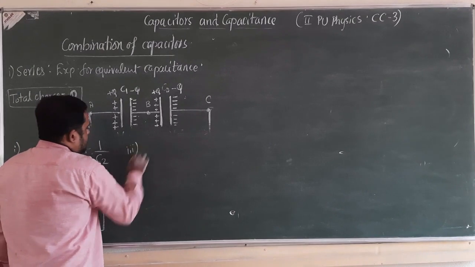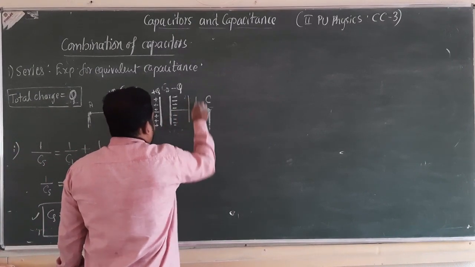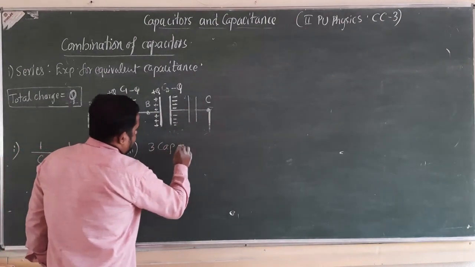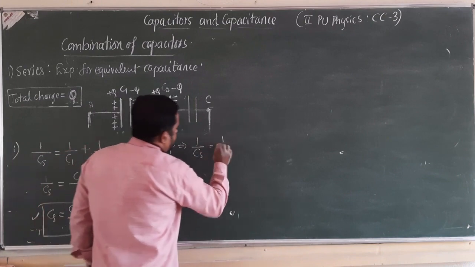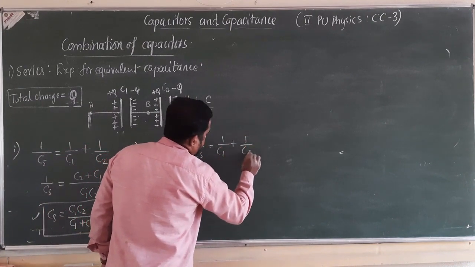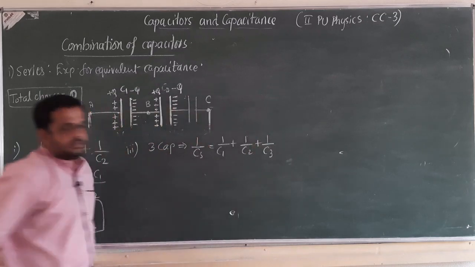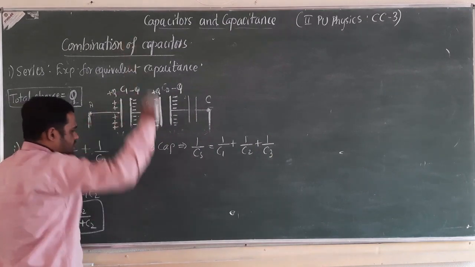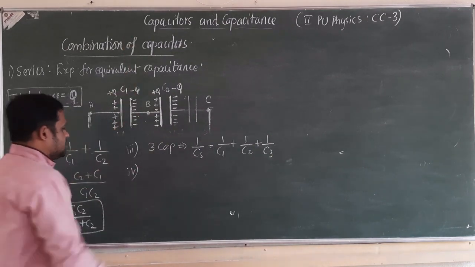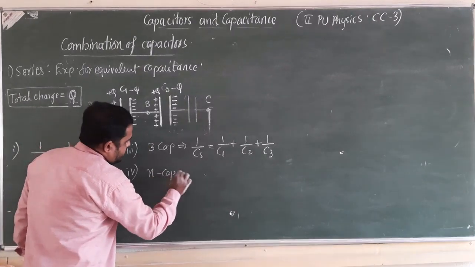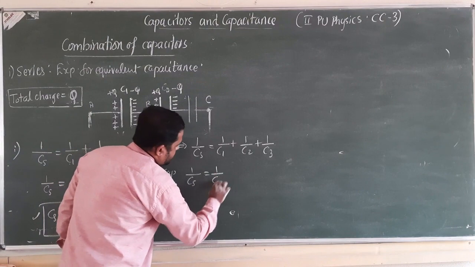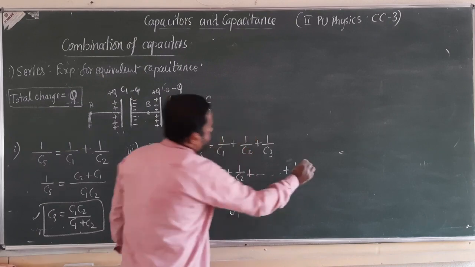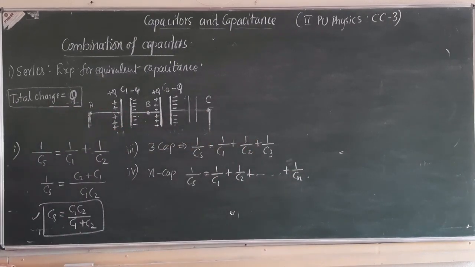Second condition: instead of two capacitors, if three capacitors are connected in series, then 1 by Cs is given by 1 by C1 plus 1 by C2 plus 1 over C3. That is the effective capacitance of three capacitors in series. We can connect n number of capacitors. If n number of capacitors are connected in series, 1 over Cs is equal to 1 by C1 plus 1 by C2 plus etc. plus 1 by Cn.